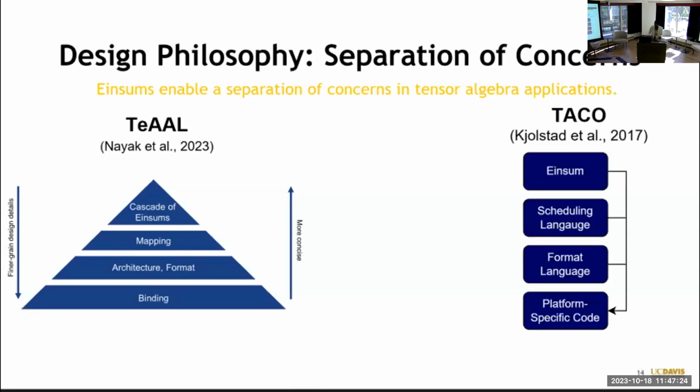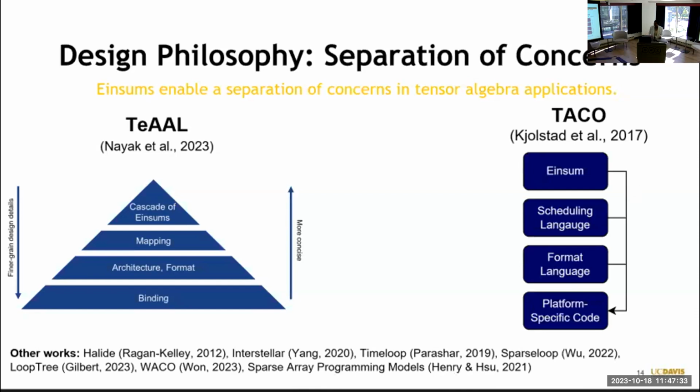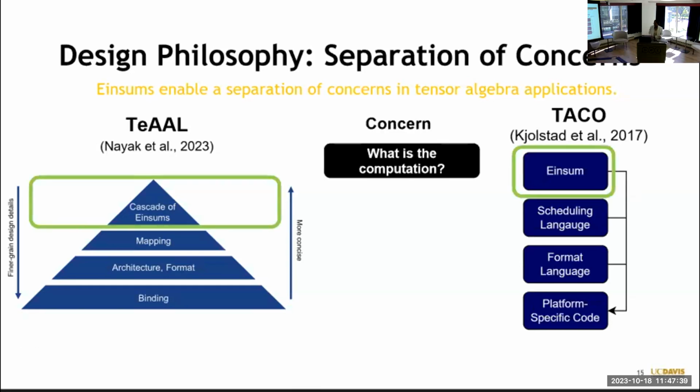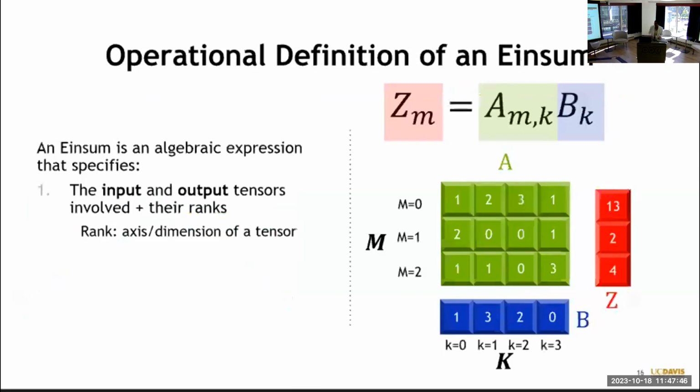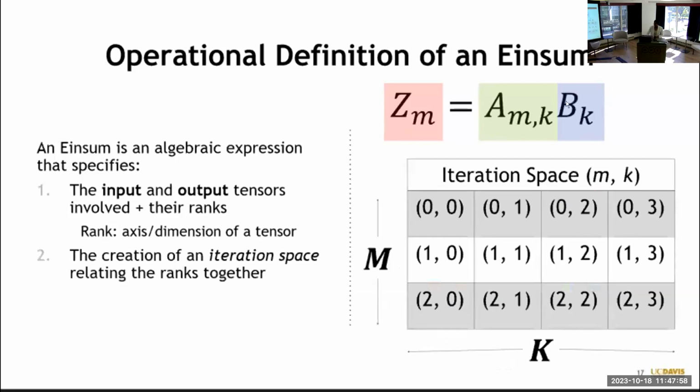And Taco, which we've seen in 2 talks before mine, is also a tensor algebra compiler, but it generates CPU and GPU code. And there are many other works in this area that use this design philosophy of a separation of concerns. In nearly all cases, the first concern is describing what is the computation. And this is done using variants of tensor index notation, or Einsums. In our case, our operational definition of an Einsum is that it is an algebraic expression that indicates a set of multidimensional input and output tensors. And it creates an iteration space, which is the Cartesian product of all the indices or ranks in the expression. And finally, at each point in that space, some computation is being performed.